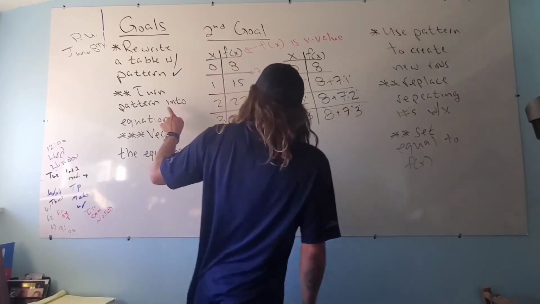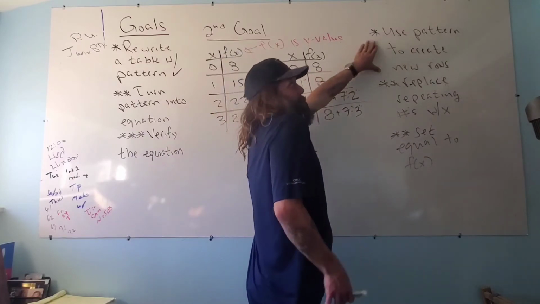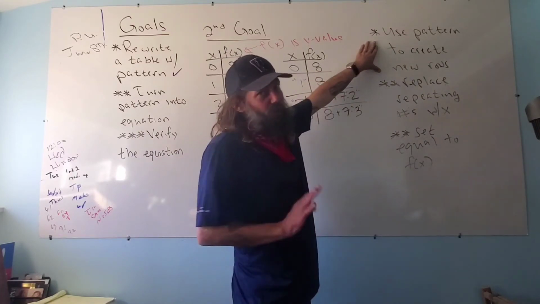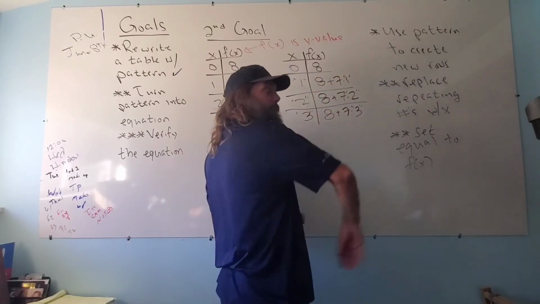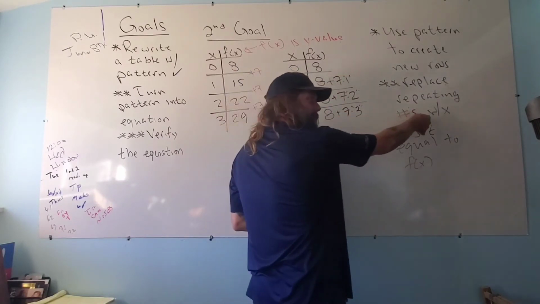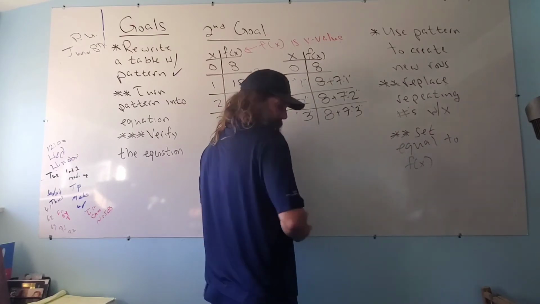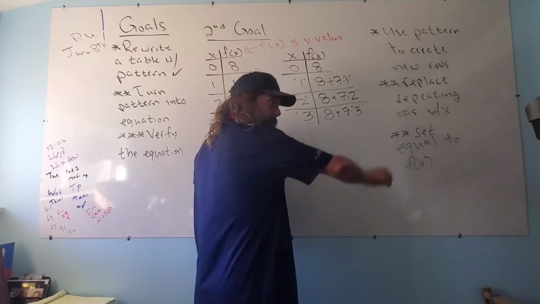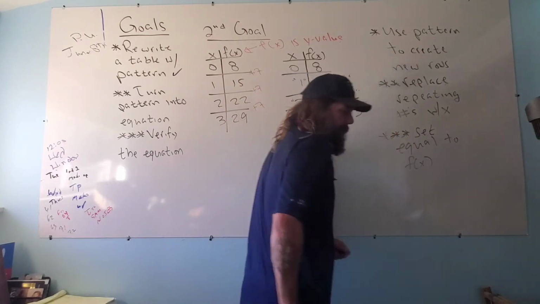In order to turn our pattern into an equation, it's pretty easy to do. We're going to use the pattern to create new rows. You don't have to do this, but I'm just going to show you how the pattern can be used. We're going to replace the repeating numbers with an x. And then when we do that, we set that equal to f of x. And we've written our equation. But before I do that, I should add one more of these because I need to learn how to count.